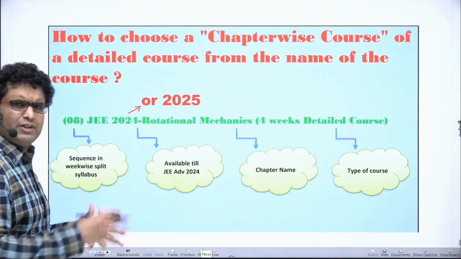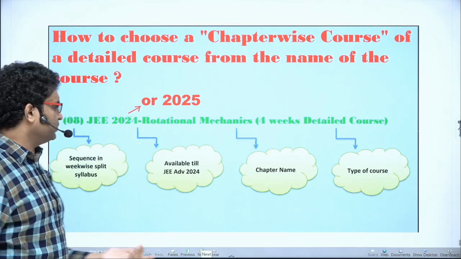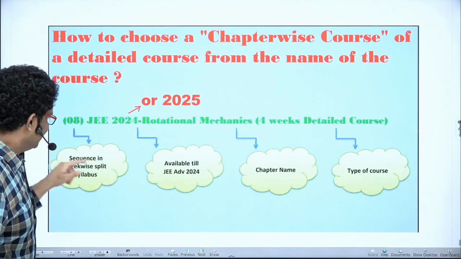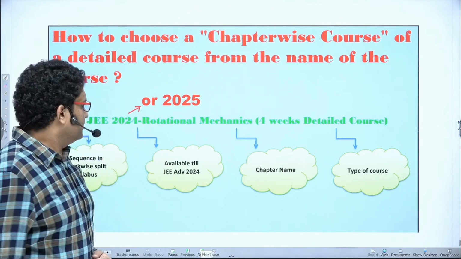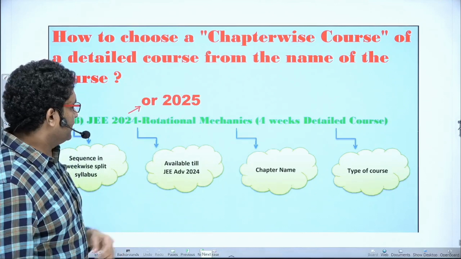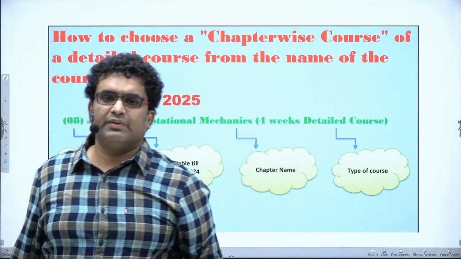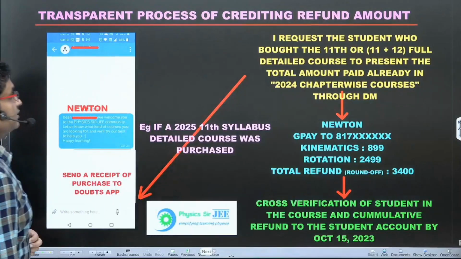How to choose a chapter if you're a new one, right? So this is the naming of the chapter, any chapter wise course you are choosing. So 08 is the sequence in the syllabus, and 2024 means it is the aspirant's exam date, either 24 or 25, right? Rotational mechanics is the chapter name, and how many weeks that particular chapter wise course is, you'll have it in the brackets. I already explained all this.